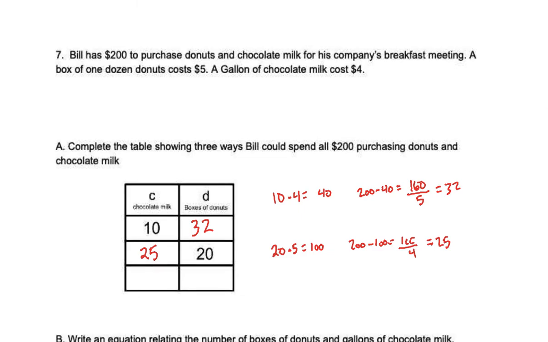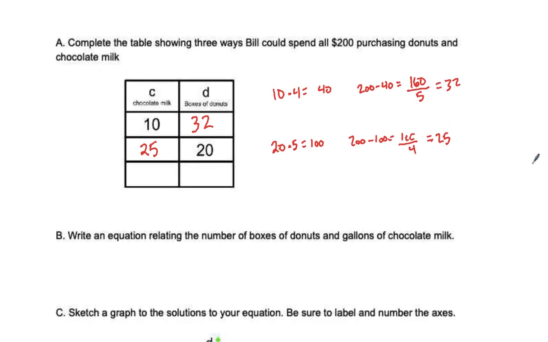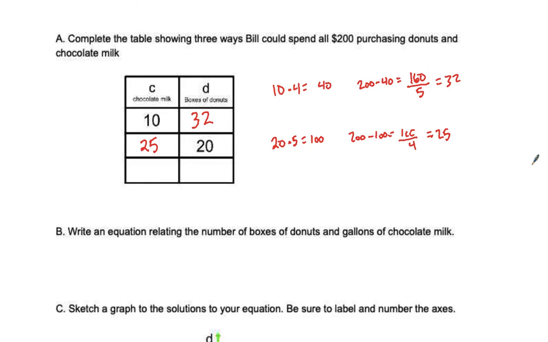And this one, I'm going to try to help you here so that we can set up something that's going to help us graph later. This will help. If you make either one of these 0, we're going to find an intercept this way. So if I make chocolate milk 0, he doesn't buy any chocolate milk. He figures, we're all adults. Everybody's going to drink coffee. Nobody wants chocolate milk. So he's just going to spend all $200 on donuts.